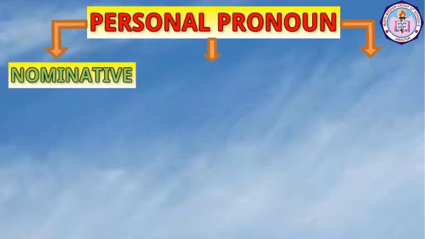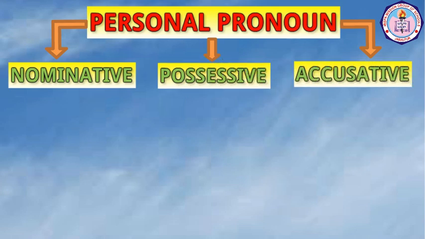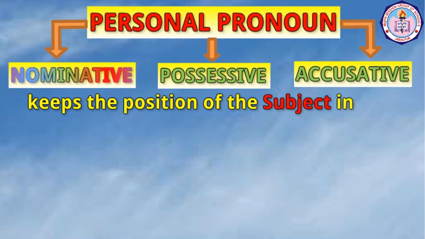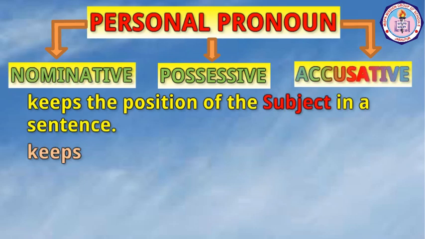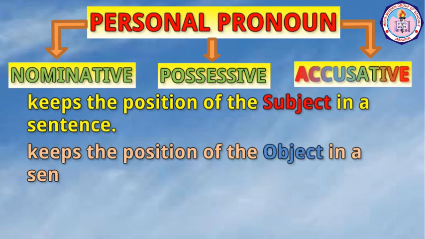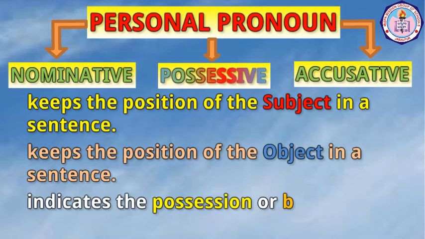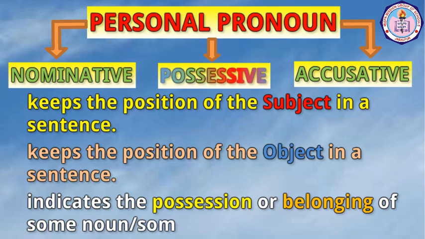Personal pronouns are divided into 3 categories: nominative, possessive, and accusative. Nominative keeps the position of the subject in a sentence. Accusative keeps the position of the object in a sentence. Possessive indicates the possession or belonging of some noun or something.